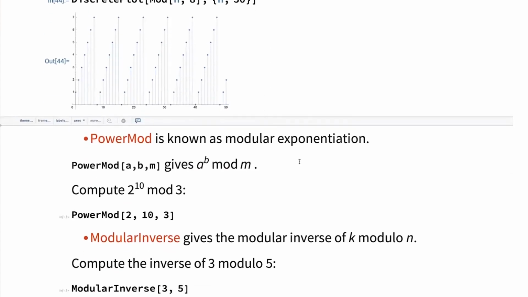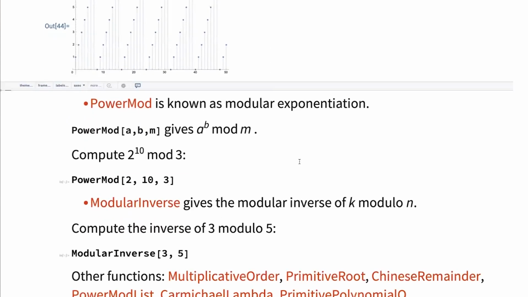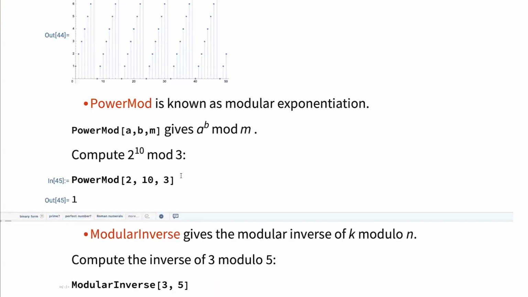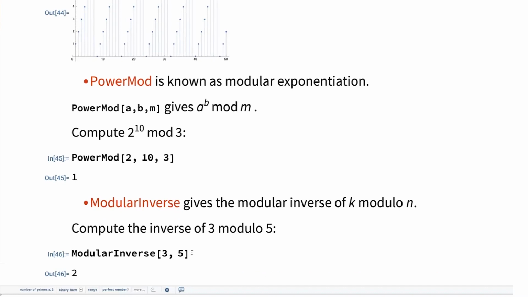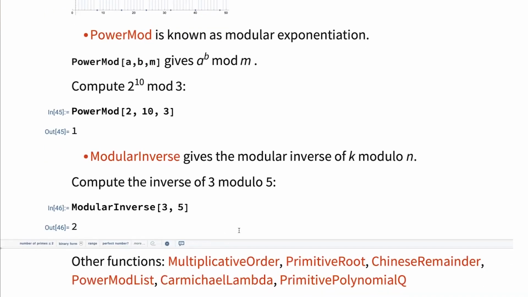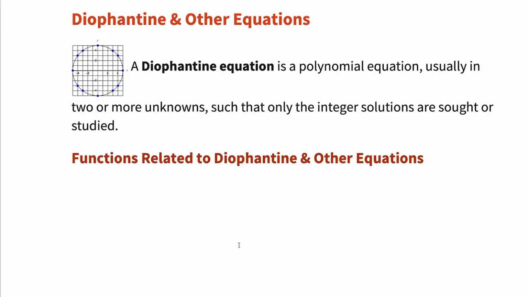PowerMod is another function, and it is known as modular exponentiation. PowerMod gives a to the power of b mod m. For example, we can just compute 2 to the power of 10 mod 3, and we'll get 1. ModularInverse gives the modular inverse of k modulo n, and we can compute the inverse of 3 modulo 5 by doing this, and we'll get 2. Other functions are MultiplicativeOrder, PrimitiveRoot, ChineseRemainder, and the rest of the functions that you see on your screen.